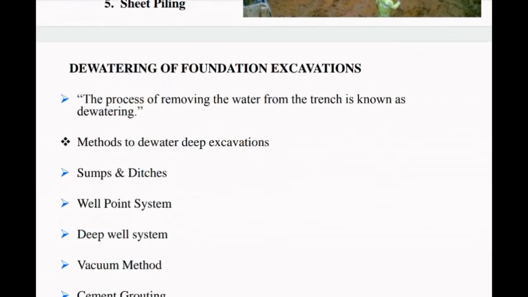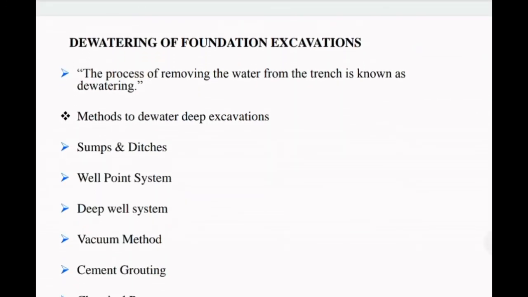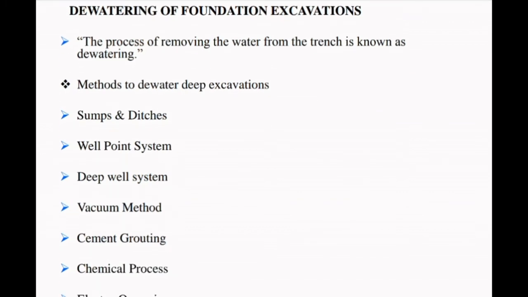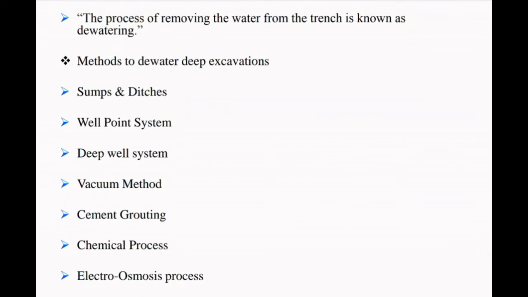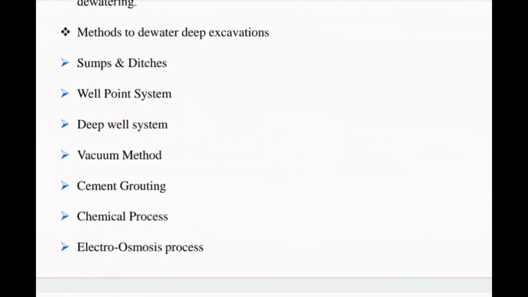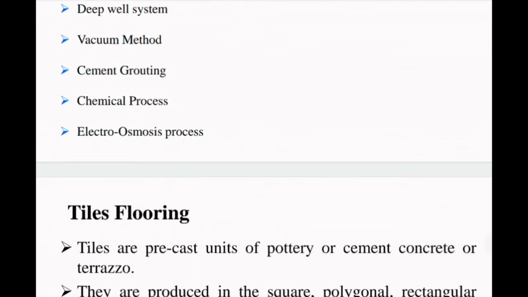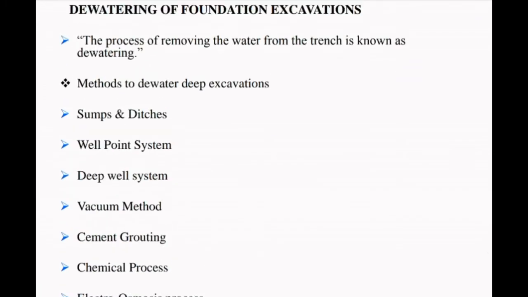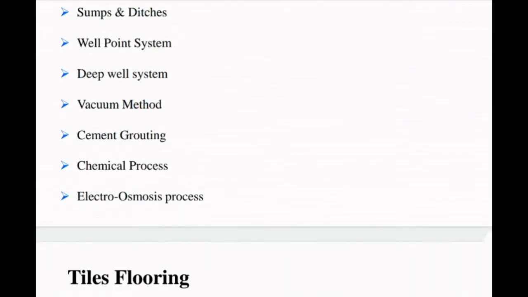Now we are going to see about the dewatering of foundation excavations. Dewatering is nothing but the removal of water. So the process of removing the water from the trench is known as dewatering, and these are the methods that are adopted to dewater deep excavations. First one is sumps and ditches. Next one is the well point system. Third one is the deep well system. Fourth one is the vacuum method. Fifth one is cement grouting. Sixth one is the chemical process, and the final one is the electro-osmosis process. These are the methods that are adopted for the dewatering of foundation excavations.